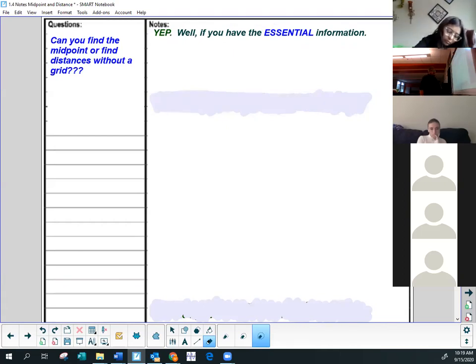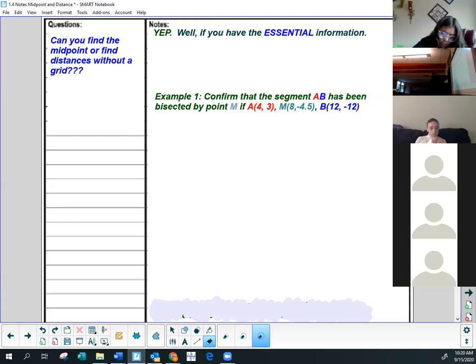Okay. So now that we can do that with a grid and we have alternatives, of course the question turns to, well, can you do it without a grid? For example, using both the distance formula and the midpoint formula. Actually, let me change this up. Let's go ahead and do this one. So let's confirm that the segment AB has been bisected by the point M if we have these 3 points.